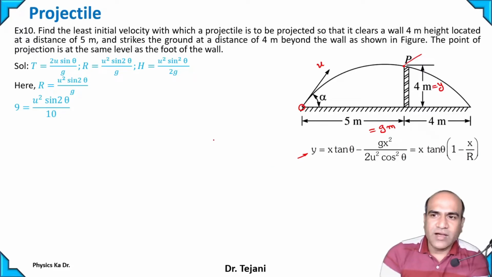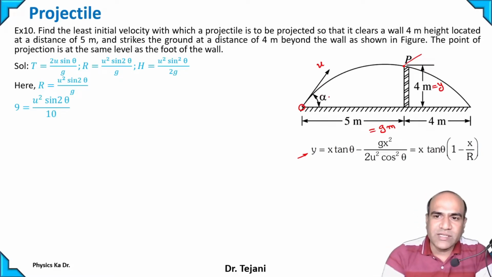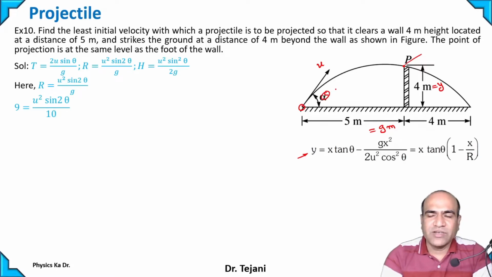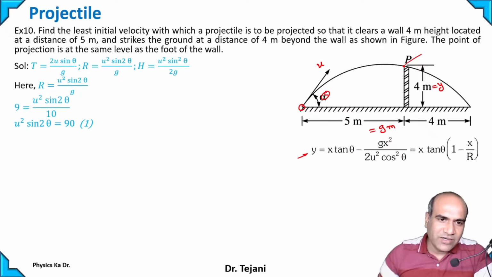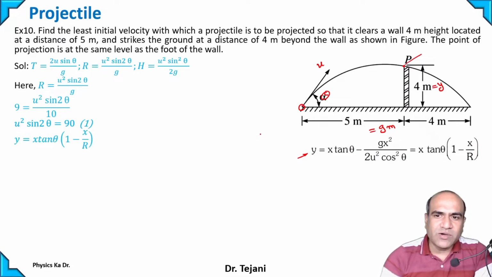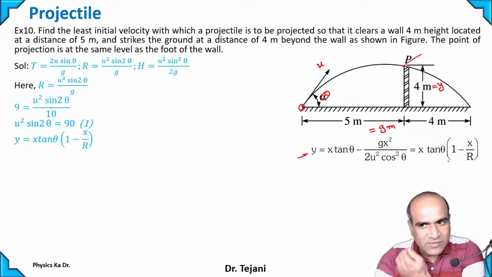So we can find R is equal to range. Total range is 5 plus 4, 9. We are moving this object at initial speed u at angle theta. U square sin 2 theta by g is 9, with g as 10. We can put that here, so ultimately u square sin 2 theta is equal to 90. We have one equation. Now what next? See, we have equations for this: y is equal to x tan theta minus g x square divided by 2 u square cos square theta, equal to x tan theta times 1 minus x by R. It is better to use this equation.